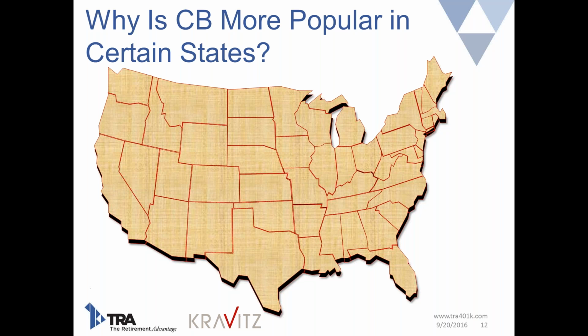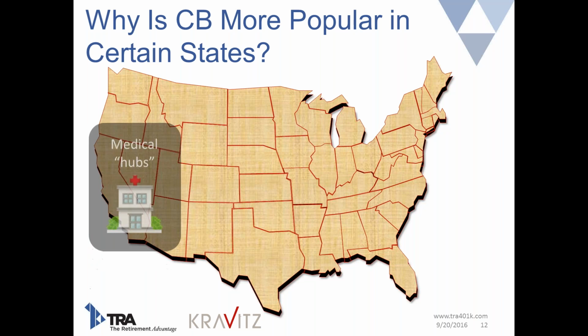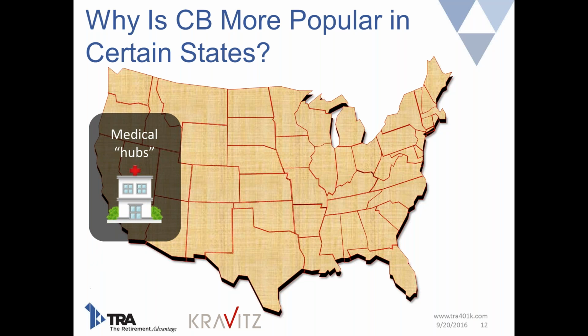In terms of why cash balance is so popular in certain states, well, for one, in addition to the state taxes that I alluded to, medical hubs. I'm going to show on a different slide that the number one consumer of cash balance plans is medical groups. To get more specific, specialty medical groups: cardiologists, radiologists, anesthesiologists. They are the biggest consumer of these programs.